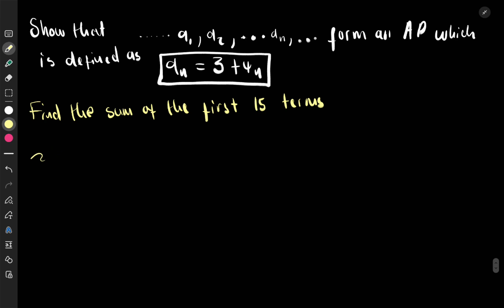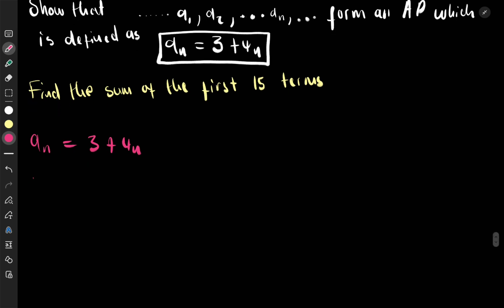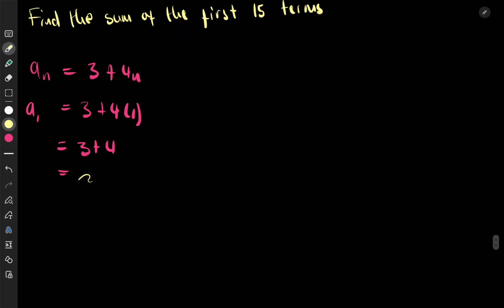So I'm going to say AN is equal to 3 plus 4N. Then I can say that A1 is going to be equal to 3 plus 4 by 1, which is 4, and then we have 3 plus 4, which is 7.